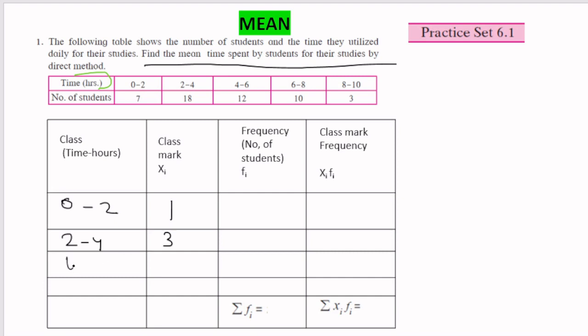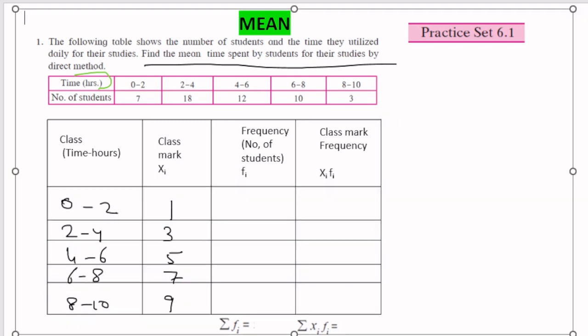Next, 4 to 6: 6 plus 4 is 10, 10 divided by 2 is 5. Next one is 6 to 8: 8 plus 6 is 14, 14 divided by 2 is 7. And the next one is 8 to 10. So 10 plus 8 is 18, divided by 2 is 9.